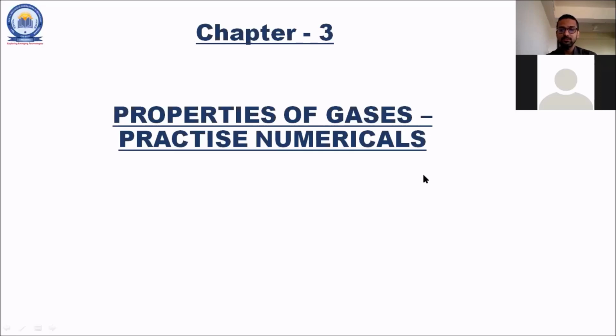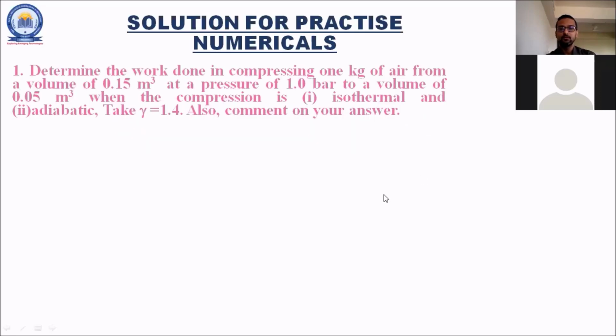Okay friends, so let us start with the first numerical. The first numerical for the homework which I gave to you, that was: determine the work done in compressing 1 kg of air from a volume of 0.15 meter cube at a pressure of 1 bar to a volume of 0.05 meter cube when the compression is isothermal and adiabatic. Take gamma is equal to 1.4. Also comment on your answer.